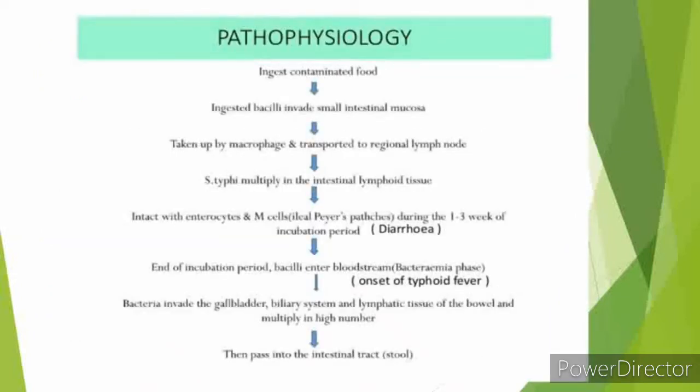After ingesting contaminated food or drinking contaminated water, the bacteria invade the small intestinal mucosa. Then they are engulfed by macrophages and transported to the regional lymph node tissue, which here is the Peyer's patches. Salmonella typhi multiplies in the intestinal lymph node tissue, and after multiplying for a period of 1 to 3 weeks, we shall have diarrhea coming in as a sign.